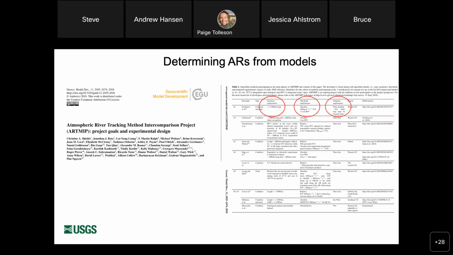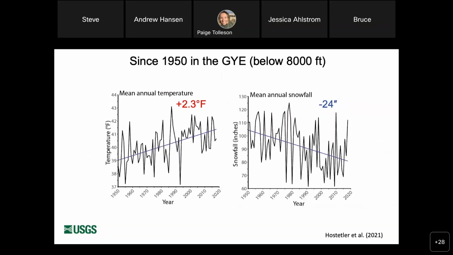So, looking at this in the future, the good thing is climate models actually do produce ARs. The real challenge, though, is being able to sift those out and make some kind of statistical statement about the where, when, and how frequent. So let's shift now to looking at some of the work we did in the GYE that's related to this.